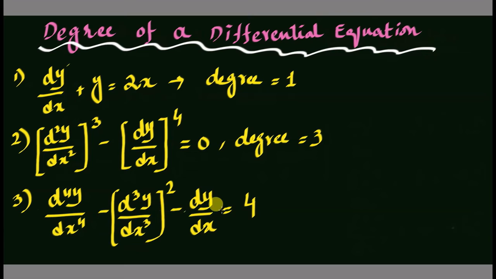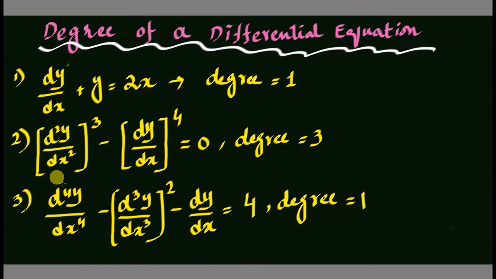Similarly, in example number 3, the highest order derivative is the fourth order derivative. So, we just pick the power of the highest order derivative, and that is 1. So, that is why the degree of this differential equation is 1.